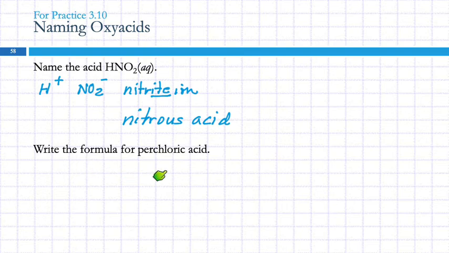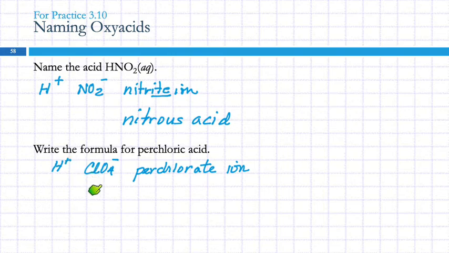So that's writing the name. What about writing the formula? Well, perchloric acid, perchloric, that name comes from which ion? We change ic and ate go together. So this has the perchlorate ion in it. So perchlorate ion, ClO4 minus 1, and hydrogen. We look at the charge on this oxyanion, and that tells us how many hydrogen ions are necessary. So this would be HClO4.